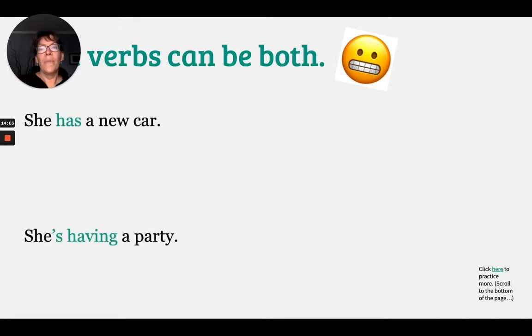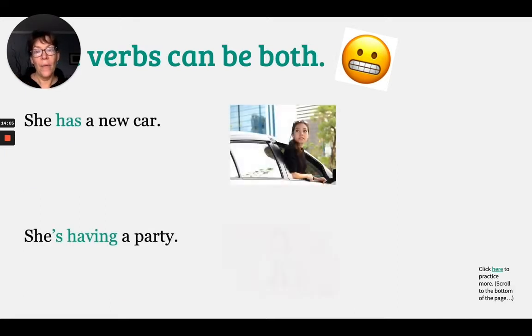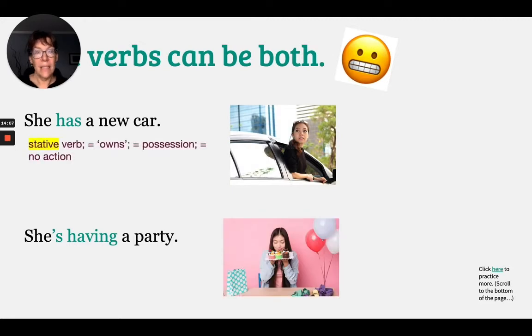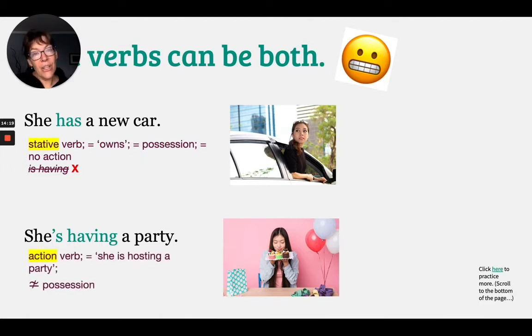Another example, she has a new car. In this case, it's a stative verb because it's owned. And you can't say she is having a new car. No. She is having a party. In this case, it's the action verb because she's hosting a party.